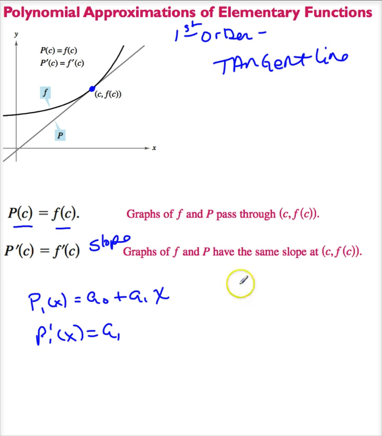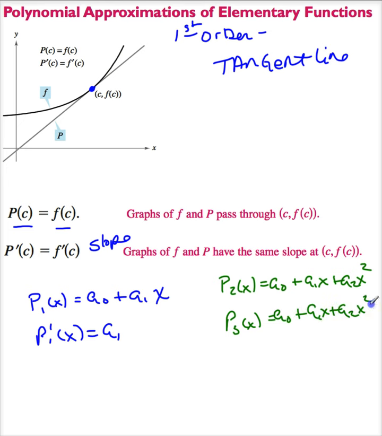What if instead I wanted a second order? P2 of x is going to be a0 plus a1x plus a2x squared. All right, what if I wanted a third order polynomial? You should see where this is going. So this is a0 plus a1x plus a2x squared plus a3x cubed. And in each of these cases, we're going to need the function to pass through the point, the slope to be the same, and you can see as we go higher up, we're going to need the second derivatives to be the same and the third derivatives to be the same.